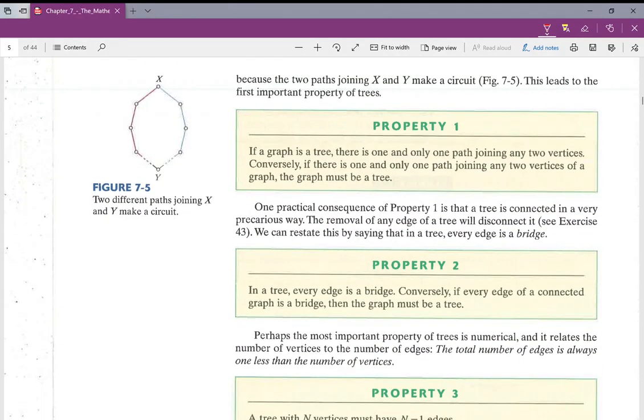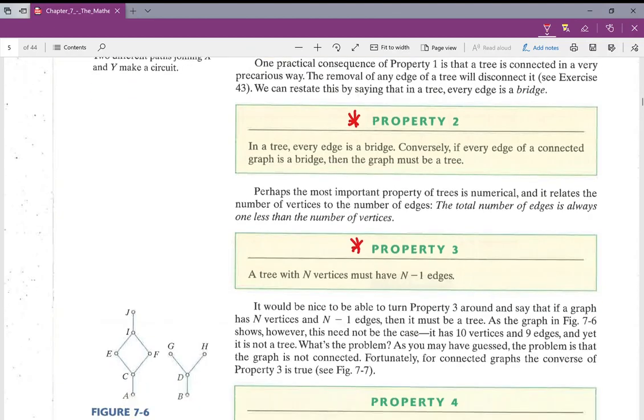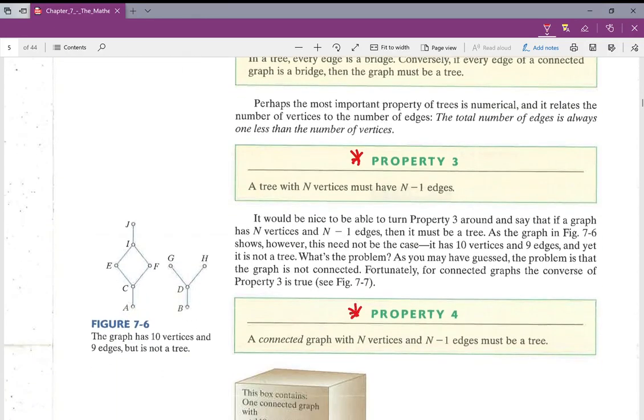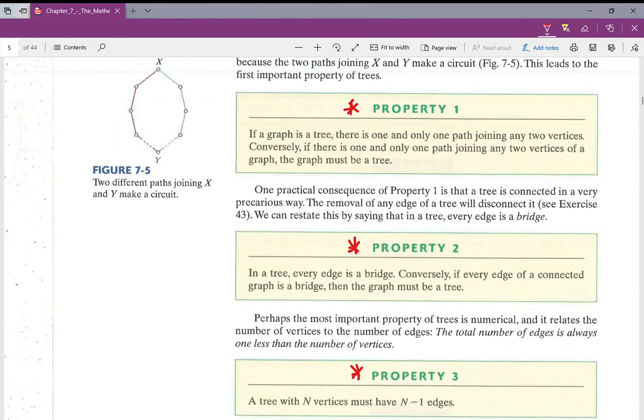Here are the properties of trees which you should read and become familiar with. They are used in some of the section's practice problems to determine if we understand what it is to be a tree. Property 1, if a graph is a tree, then there is one and only one path joining any two vertices. Conversely, if there is one and only one path joining any two vertices of a graph, then it must be a tree.